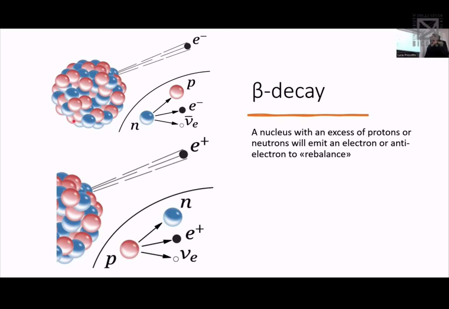So like in this case, we have a nucleus with way too many neutrons. And what happens is that a neutron becomes a proton by emitting an electron. You see that the total electrical charge remains the same, and an antineutrino is emitted, which is a particle that only theoretical physicists care about. And on the other side, if you have a nucleus with too many protons, a proton will become a neutron while emitting a positron or an anti-electron.